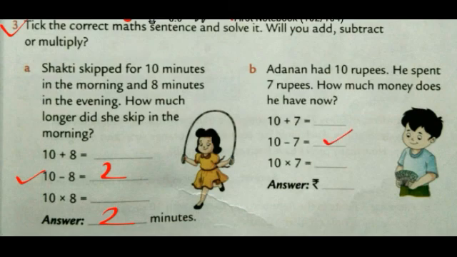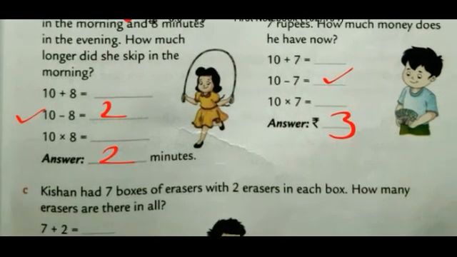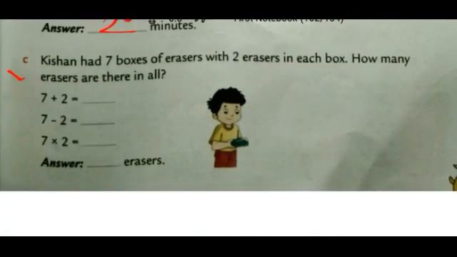This is the correct one. When you subtract 7 from 10, you will come to know how much is left with him. 10 minus 7 is 3. So that means only 3 rupees is left with him. Now try this one as homework.